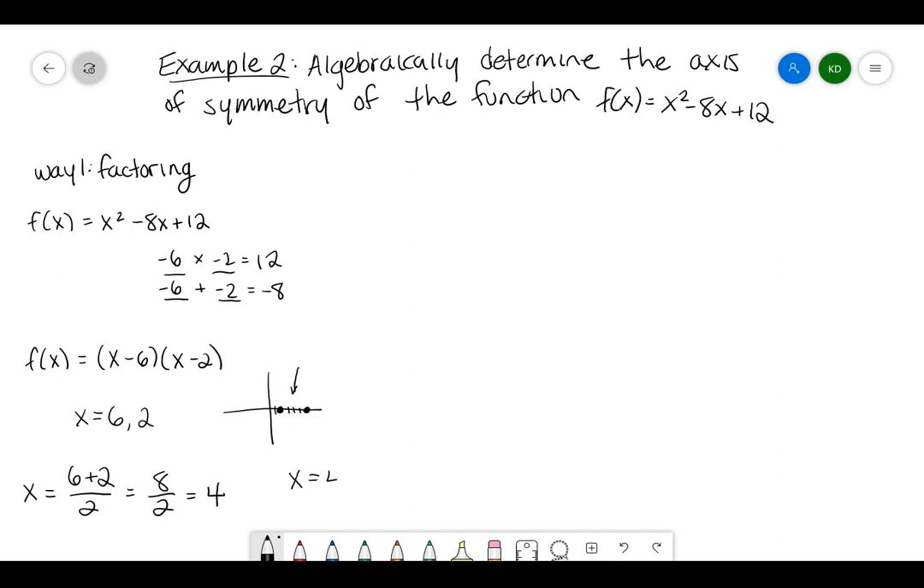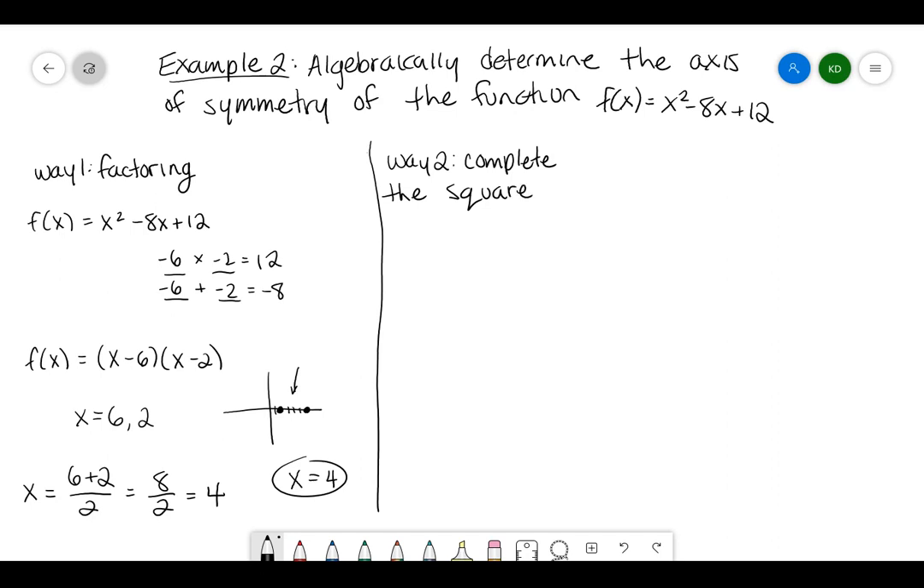So our axis of symmetry is at x equals 4. Way 2 of doing this is going to be with completing the square. Once again, if you don't know how to complete the square, or if this sounds unfamiliar to you, I would go and watch a few videos on how to complete the square first, because again, I'm going to go through this pretty quick.